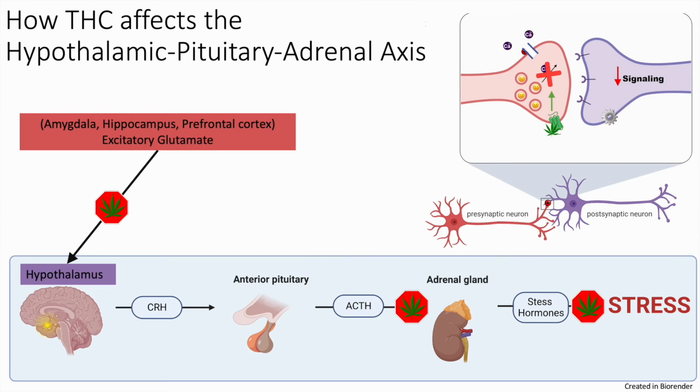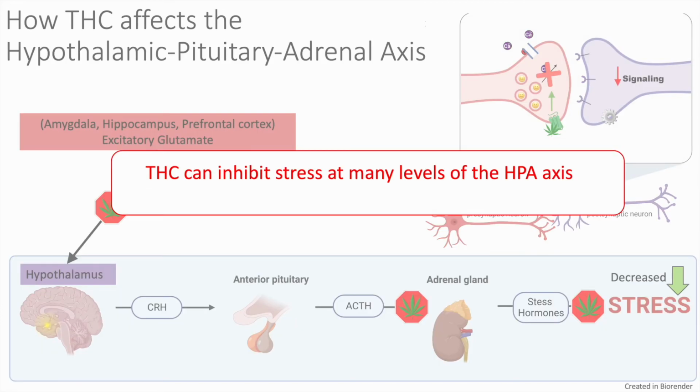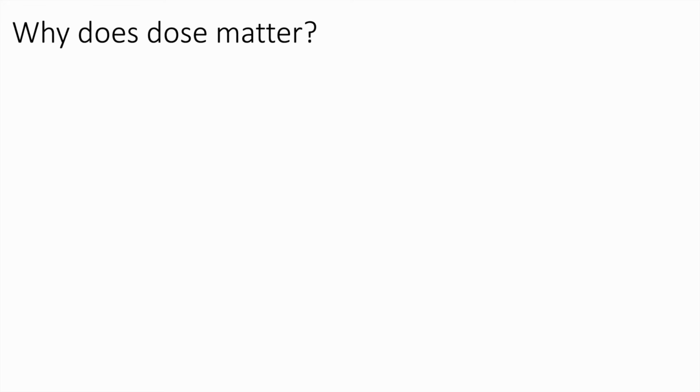At the level of the adrenal glands, cells that make stress hormones such as adrenaline and cortisol also contain cannabinoid receptors. Binding of THC to these receptors reduces release of these stress hormones. So as you can see, THC interacts at nearly every part of the stress pathway, and these interactions reduce stress. Therefore, THC can inhibit stress at many levels of the HPA axis. If THC acts to reduce stress at so many parts of the stress pathway, then why does dose matter? Most of THC's stress-relieving effects are present at low doses, but high doses often produce the opposite effect.